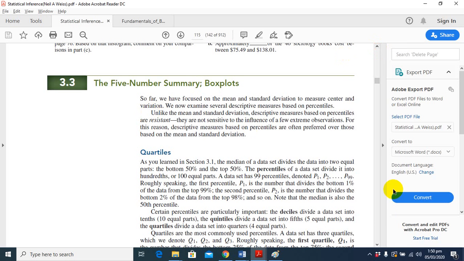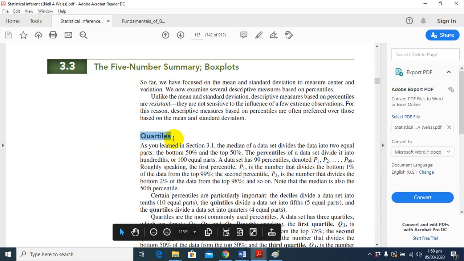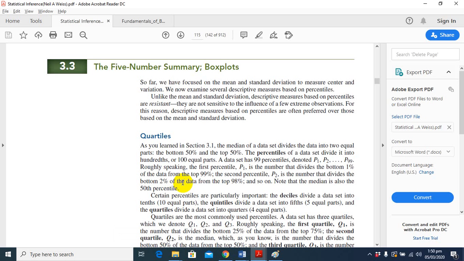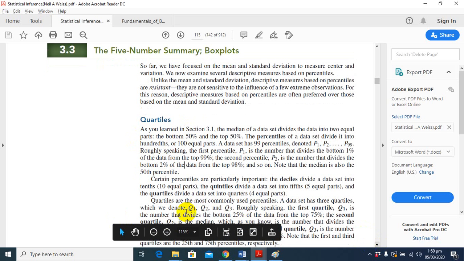Now, our today's discussion is based upon quartiles. So the name of the topic is quartile. Quartiles basically distribute the data set into four different parts. The quartiles distribute the data into four equal parts, so that is why it is called quartile. One part represents the first quarter or first quartile.